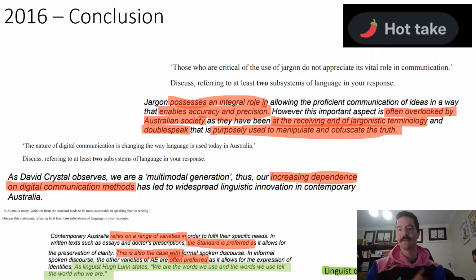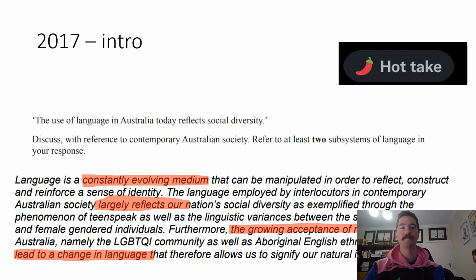Conclusions, again, a conclusion basically should be mostly hot take, and again you can chuck a linguist quote in there if you've got a spare one or one that you've written down or you've memorized or whatever you've got. Maybe at the start of your exam you wrote down all your quotes and then you had a couple left over. By all means, chuck them in the intro and the conclusion if you can make them fit.